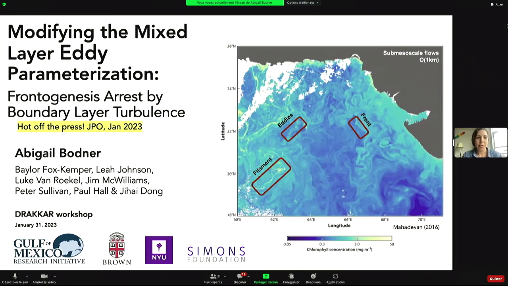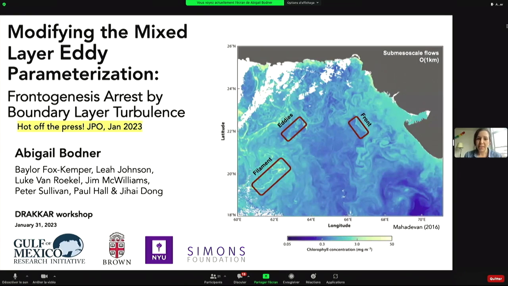It's called Modifying the Mixed Layer Eddy Parameterization using Frontogenesis to Restratify by Boundary Layer Turbulence. If you want more details after this talk, you're welcome to look it up or reach out to me. This is work that was done, as I mentioned, during my PhD, in collaboration with my advisor, Baylor Fox-Kemper, as well as Leah Johnson, Luke Van Roekel, Jim McWilliams, Peter Sullivan, Paul Hall, and Jihai Dong.